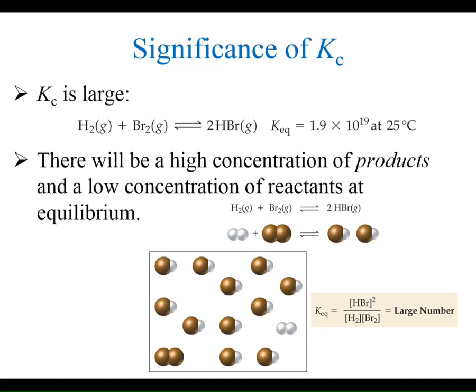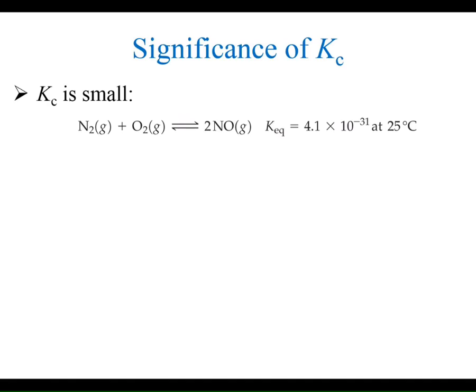How about the reverse of that? Let's say K is a really small number. So for example, N2 plus O2 goes to 2NO. You measure the ratio of products to reactants, and it's 4.1 times 10 to the negative 31. That's 0.000030 times 4.1. Super small number. Well, if it's a really small number, that tells me I must be dividing by a really big number.